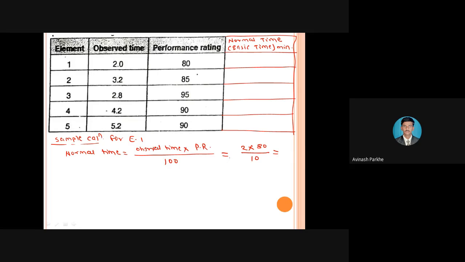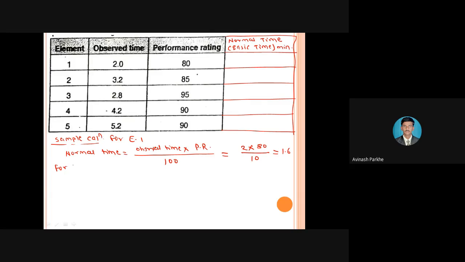So what is the normal time for the first element? You can represent your answer in the chat box also. Normal time for the first element, 2 into 80 divided by 100. Yes, what is the normal time? 1.6, correct. Others, please do your calculation. Check your answer. 1.6. Okay, 1.6.